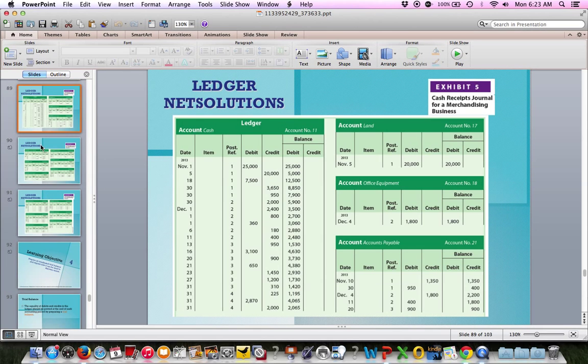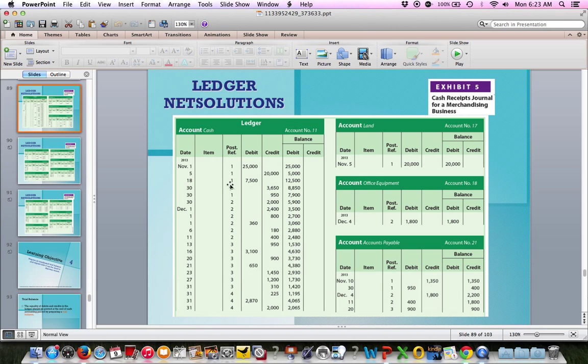Okay, and so here then is the ledger for Net Solutions, and you can see the left column here is your general journal for November and December. A lot more transactions happen in December. Then the right hand side we just have some of the accounts and some of the postings from the journal to the ledger.